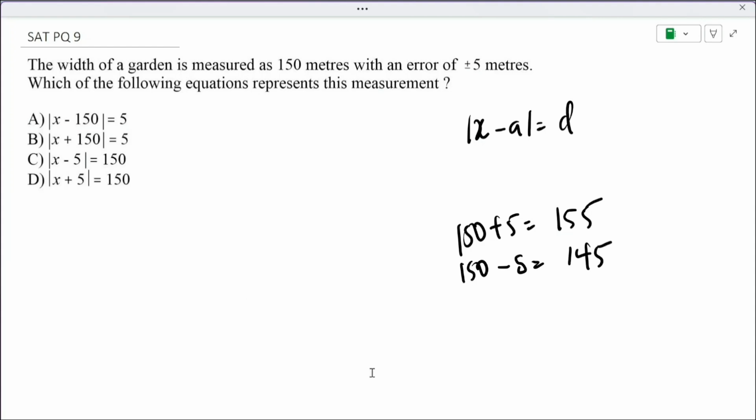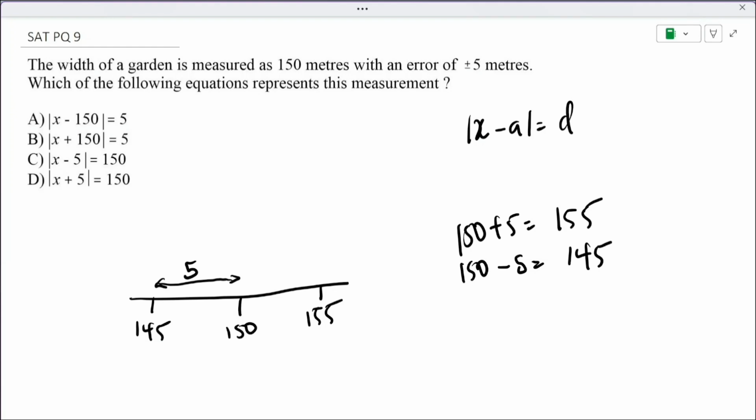That means if we were to represent this on the number line, we'll have 150 in the middle, 155 on the right, and 145 on the left. The distance between 150 and 145 is 5 meters, and also between 150 and 155 is 5 meters. And we know this is the formula we're meant to use to create the equation.